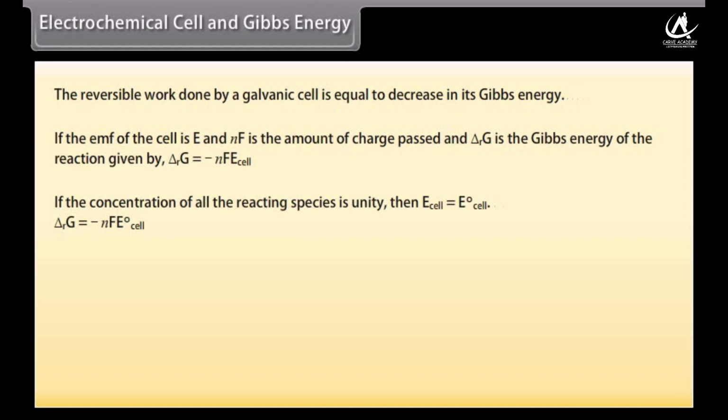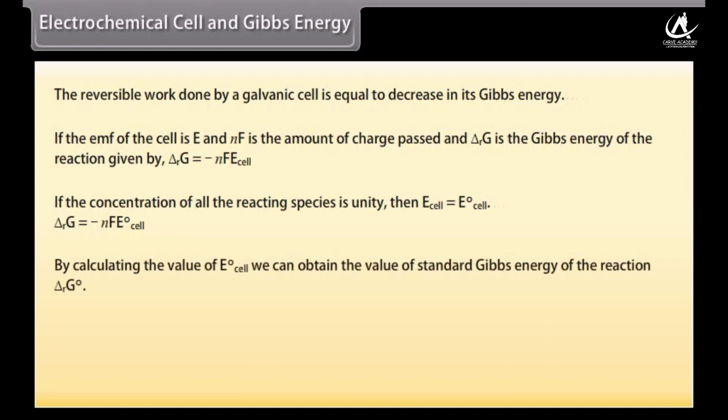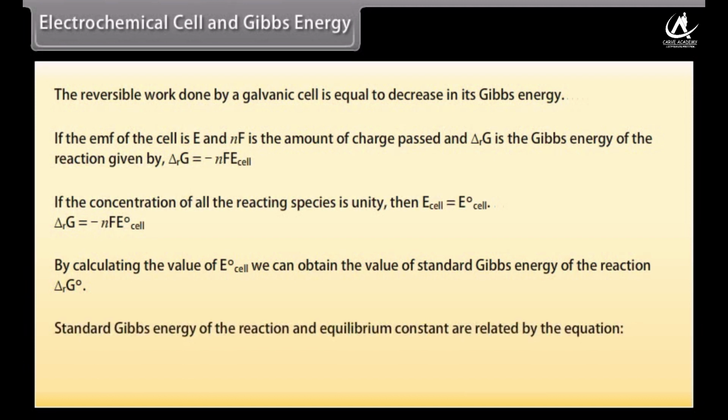If the concentration of all the reacting species is unity, then E cell is equal to E0 cell. ΔrG is equal to minus nF E0 cell. By calculating the value of E0 cell, we can obtain the value of standard Gibbs energy of the reaction, ΔrG0. Standard Gibbs energy of the reaction and equilibrium constant are related by the equation ΔrG0 is equal to minus RT natural log K.